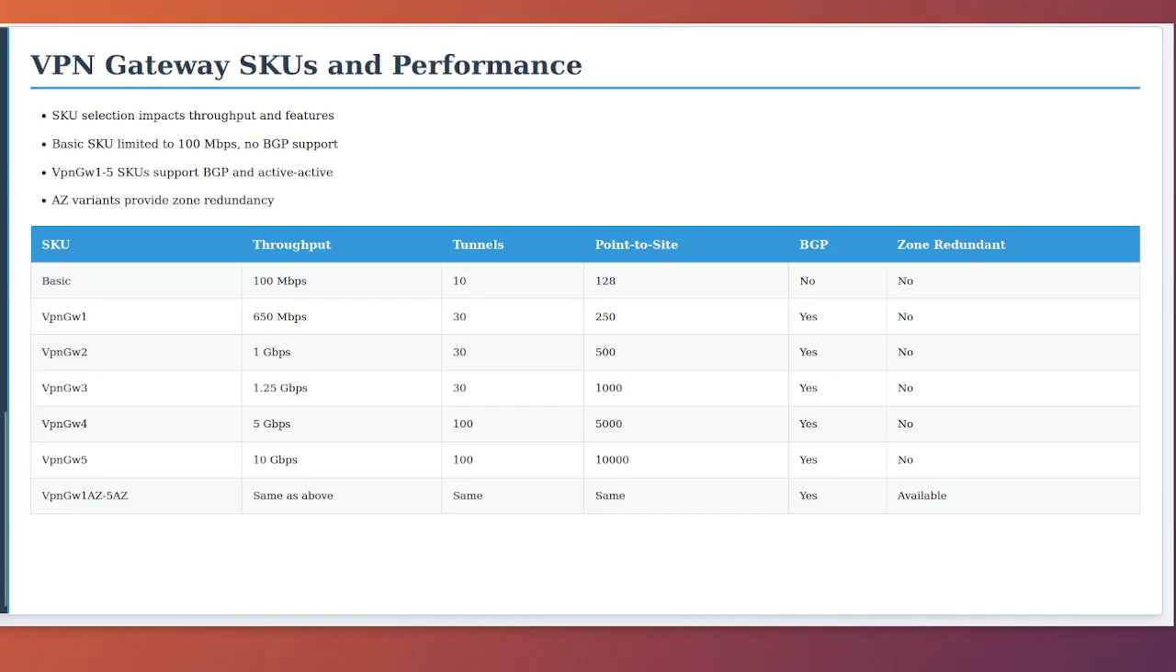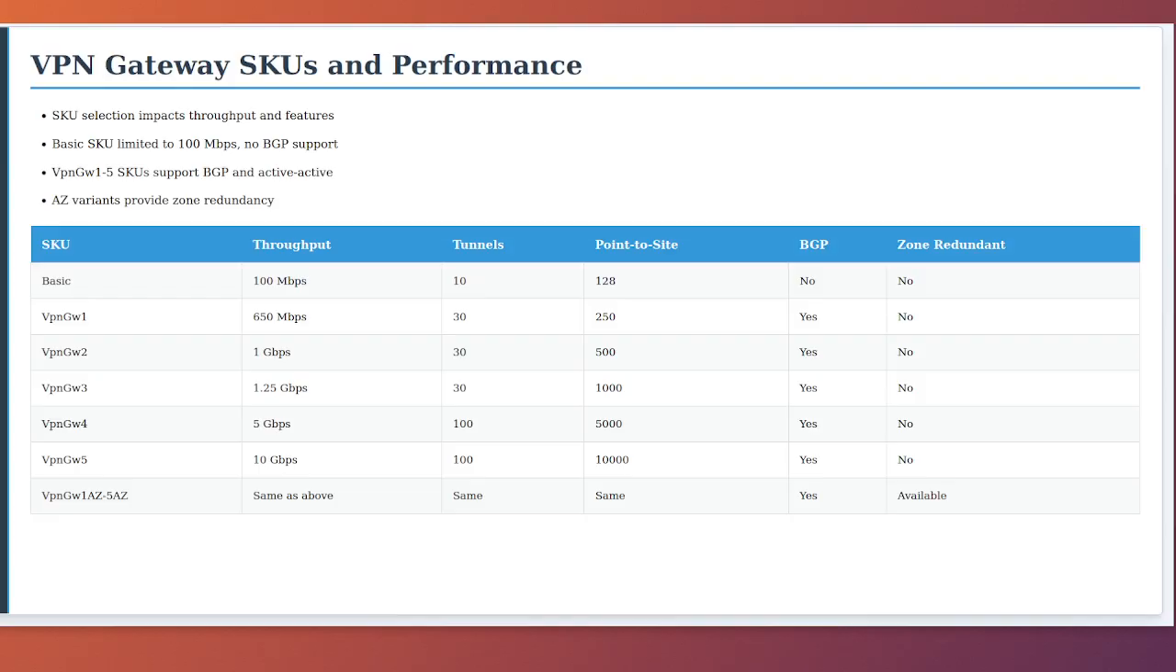The VPN GW2 through VPN GW5 SKUs provide progressively higher performance levels. VPN GW2 offers 1 gigabit per second throughput. VPN GW3 provides 1.25 gigabits per second. VPN GW4 supports 5 gigabits per second, and VPN GW5 delivers up to 10 gigabits per second. The tunnel counts also increase, with VPN GW5 supporting up to 100 site-to-site or VNet-to-VNet tunnels.